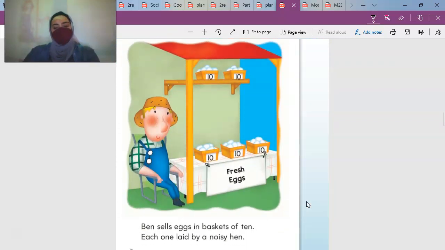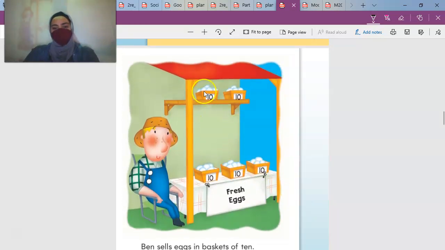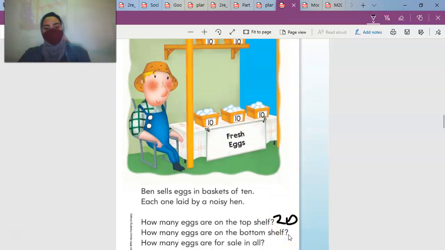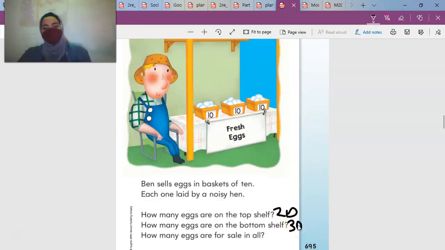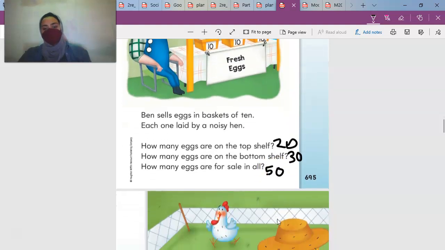Ben sells eggs in baskets of 10, each one laid by a noisy hen. So how many eggs are on the top shelf? We can count by 10 because look, it has a picture. It says there's 10 in each basket. 10 plus 10 is 20. So you have to write the answer right here, guys. You can't just say 20 and move on. Write the answer down. How many eggs are on the bottom shelf? 30. How many eggs are for sale in all? 50. That's pretty easy, right? Does everybody understand that? Okay.